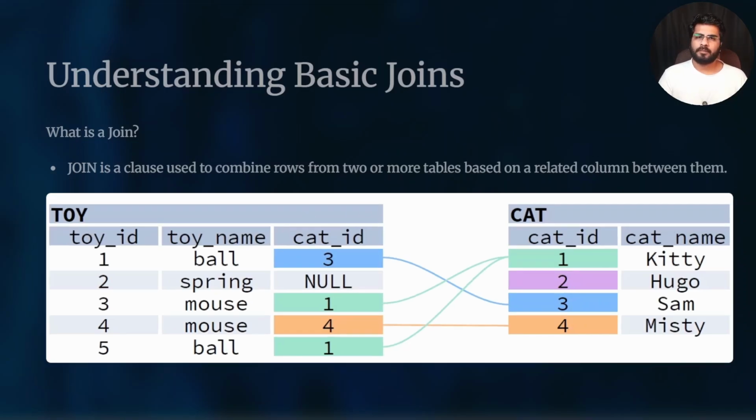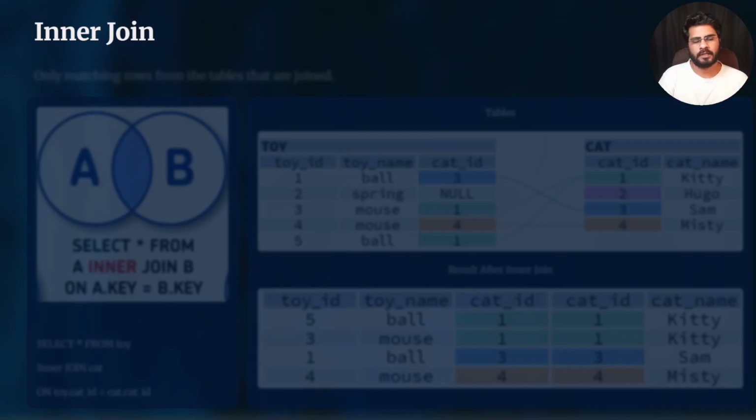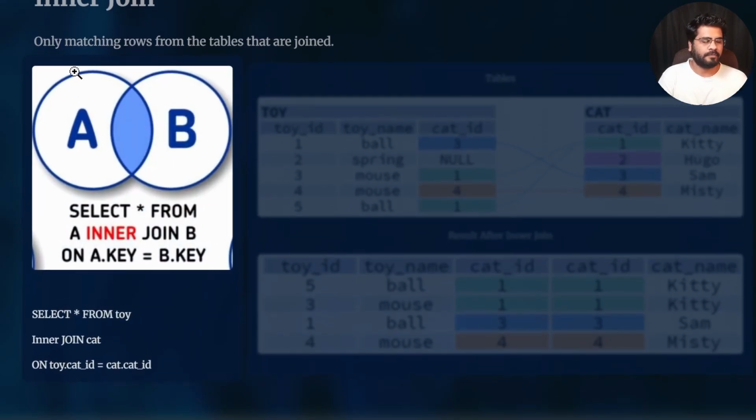Now let us look at some basic types of joins. Each join returns a different set of results based on how matching and non-matching rows are handled. So the first is inner join. The inner join returns only the rows where there is a match in both the tables based on the join condition. If we look at it from the Venn diagram perspective, table A is represented with one circle and table B is represented with another circle.